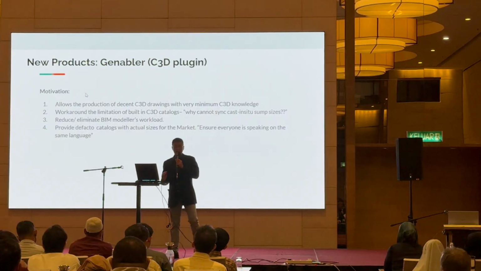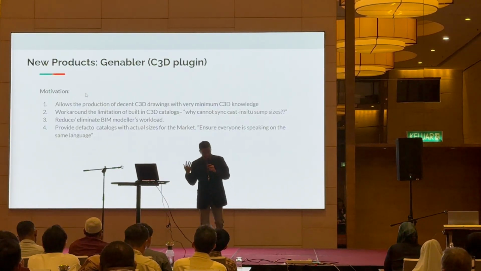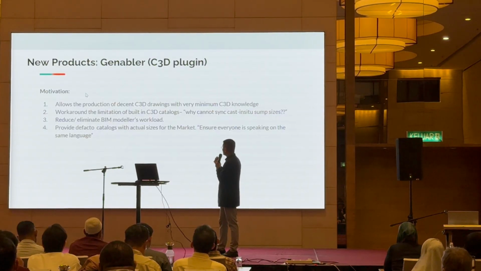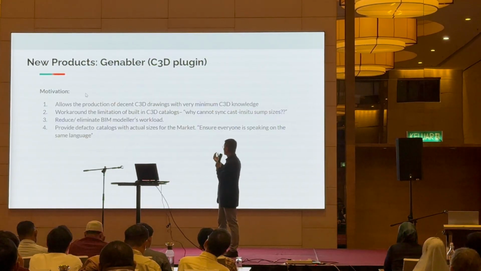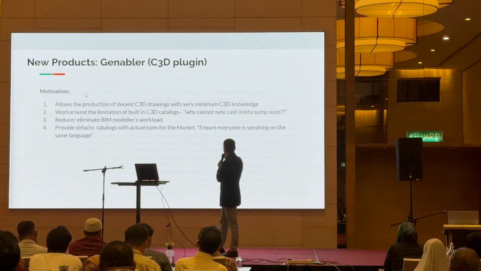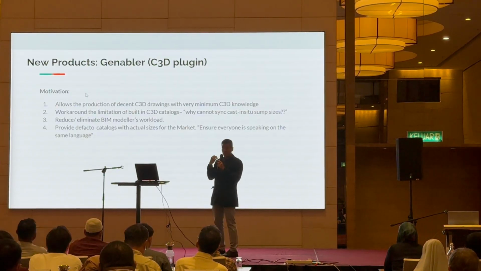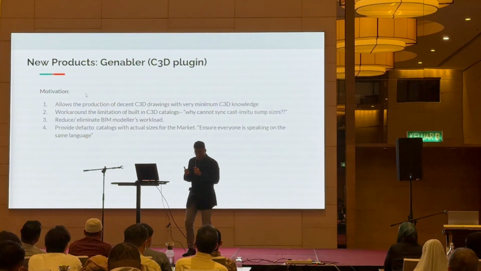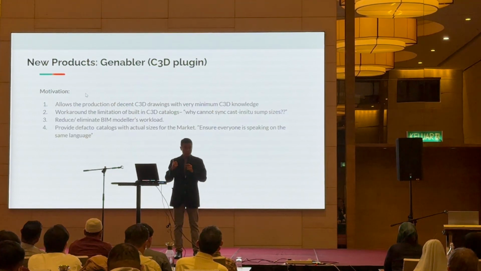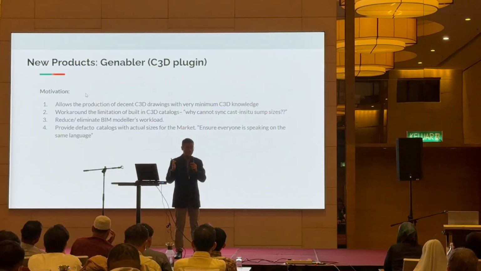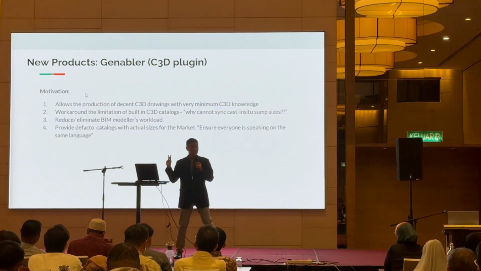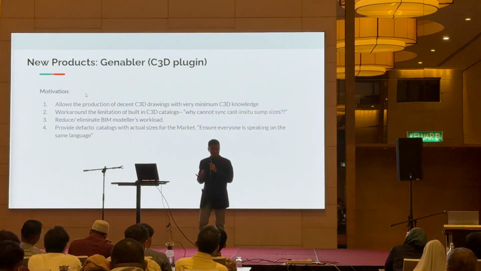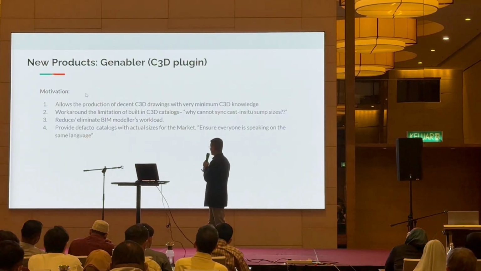Alright. So actually, we have a new product that is coming up. So the idea is that we want to allow the production of decent Civil 3D drawings with very minimum Civil 3D knowledge. This part you already know. But then what is more important is that in Civil 3D, especially on the gravity catalog, there are some limitations. I'm not too sure whether you are aware or not. Like for example, you cannot easily add a new size, right?